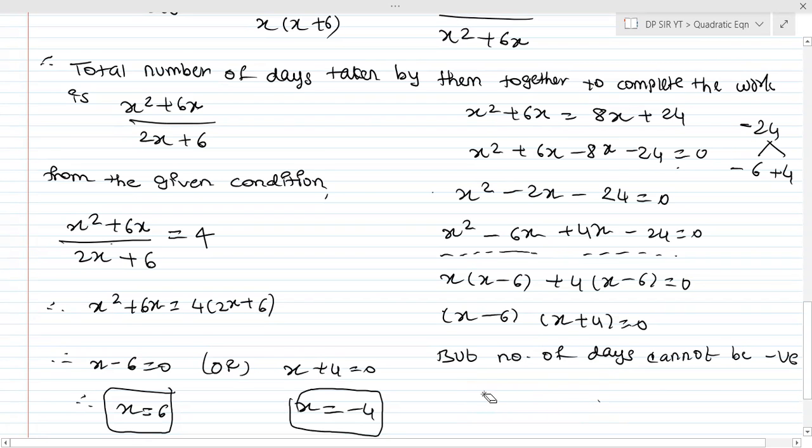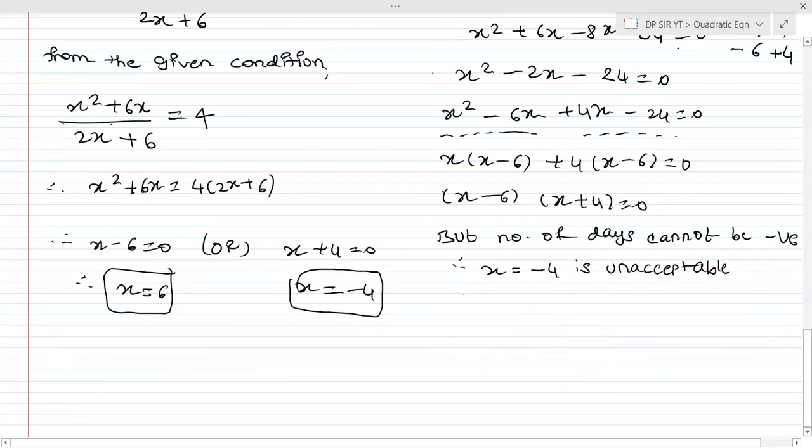Therefore, x is equal to minus 4 is unacceptable. Therefore, x is equal to 6.